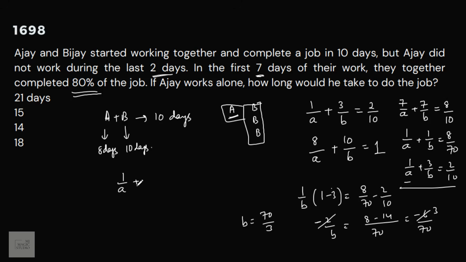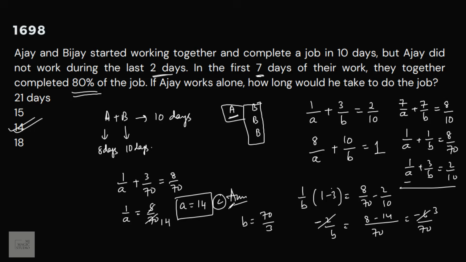1 by A plus 1 by B is 3 by 70 equals 8 by 70. 1 by A is 5 by 70. A equals 14. That means if Ajay works alone, he would take 14 days to complete the job. That is option C.